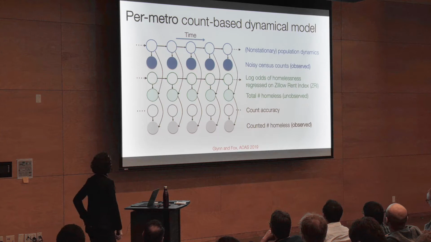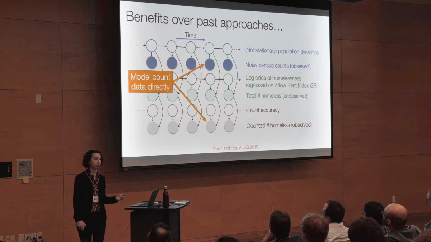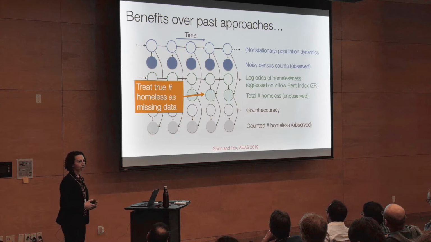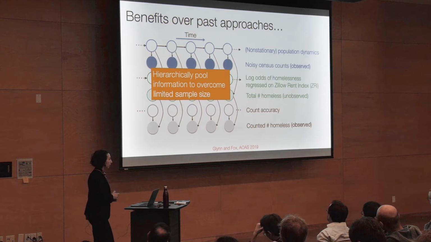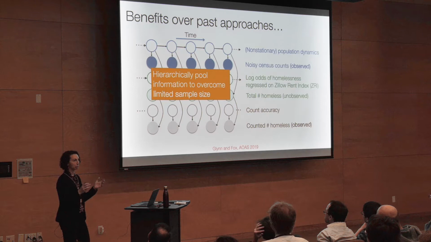Okay, so in contrast to past methods, we're directly modeling count data. And we're also very critically treating the true number of homeless as missing data. And we're able to form these year over year forecasts and comparisons because we're introducing these dynamical processes. And even though I'm not showing it here, this is a hierarchical Bayesian model that allows us to share information between metros to help deal with the limited sample size.